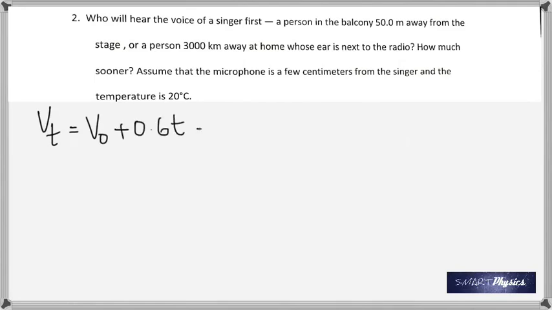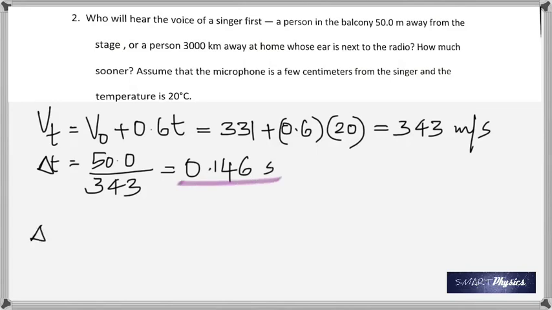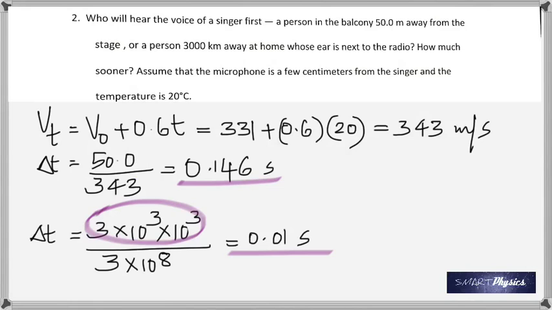Now, you got to first find the speed of sound at 20 degrees Celsius using this equation, where T is the temperature, which is 20 degrees Celsius, and then from that, time is distance by speed, so you get 0.146 seconds. On the other hand, for electromagnetic waves, the distance has to be in meters, 3,000 times 10 to the 3. So distance in meters divided by the speed of electromagnetic waves, which is 3 times 10 to the 8, so it only takes 0.01 seconds to reach the person 3,000 kilometers away.